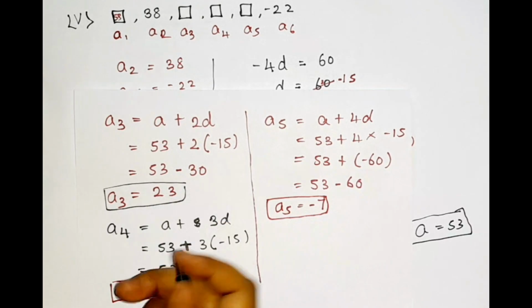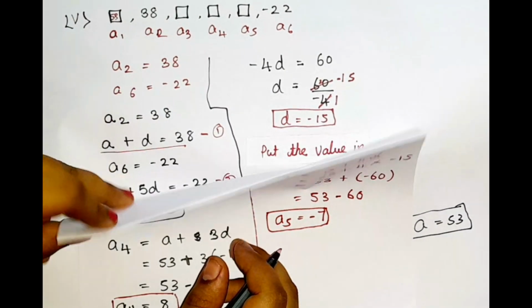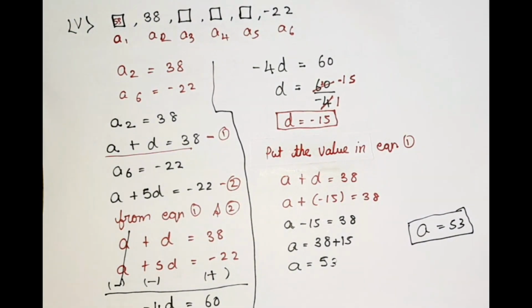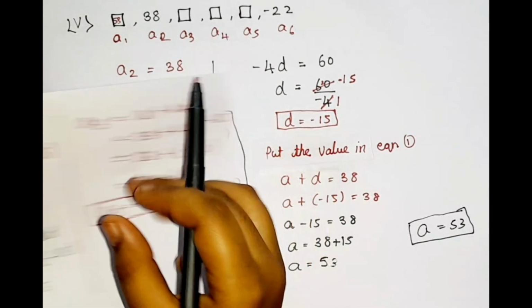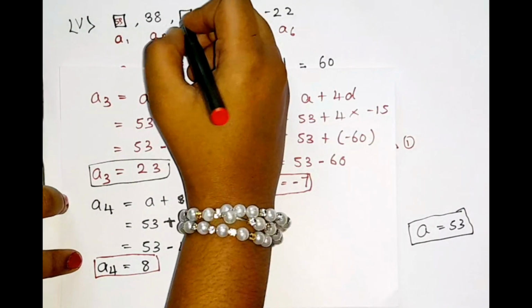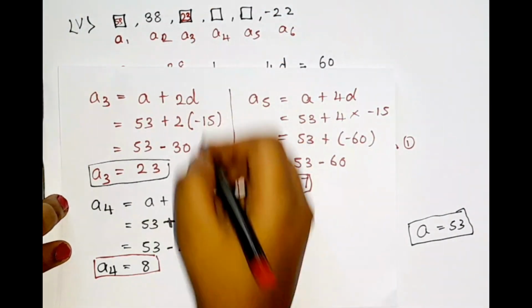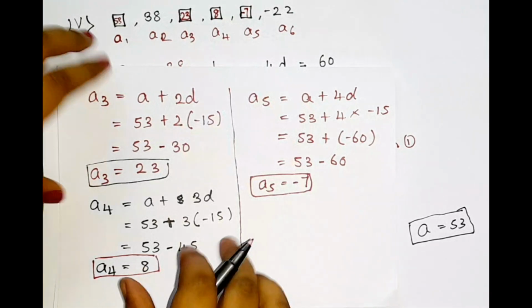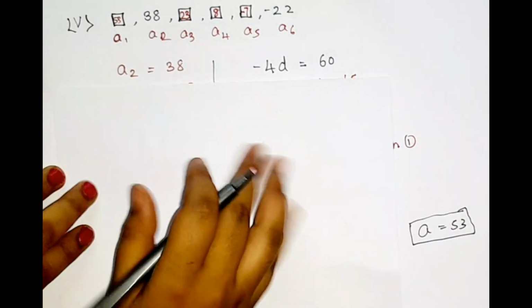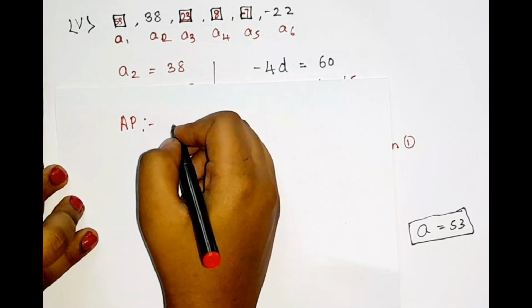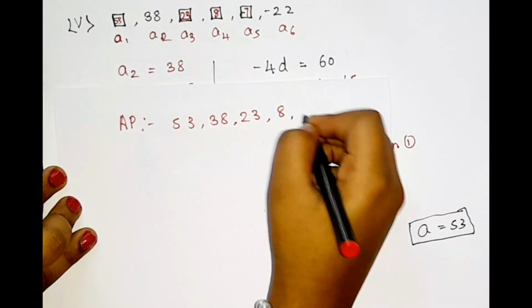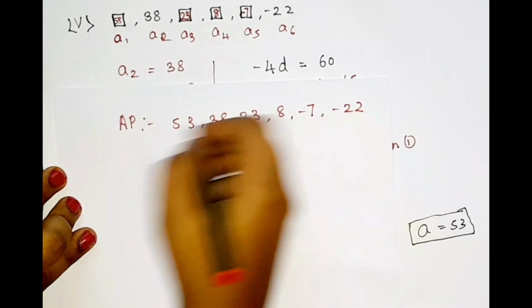So finally we got all the values, I mean the missing values. Just because we got the missing values, we can write it here. According to the question, we didn't know the A3 value, so finally we found it, that is 23, and A4 value is 8 and A5 value is minus 7. Okay, so now we can form an AP. So AP is equal to 53, 38, 23, 8, minus 7, minus 22. So this is our AP.